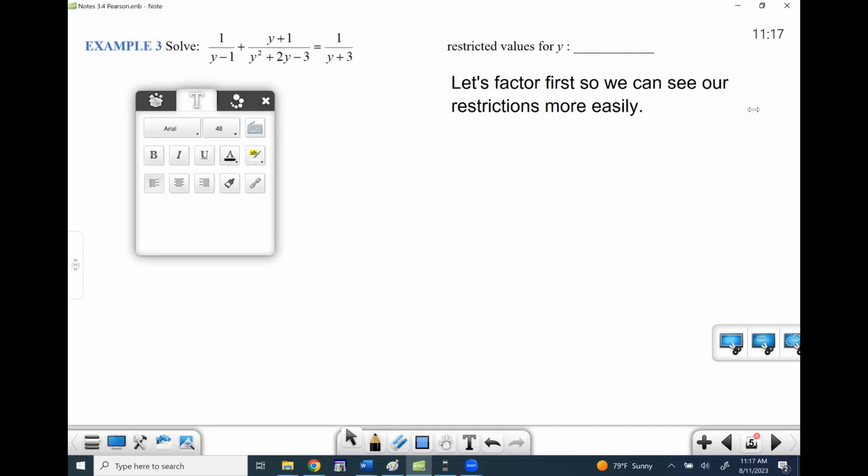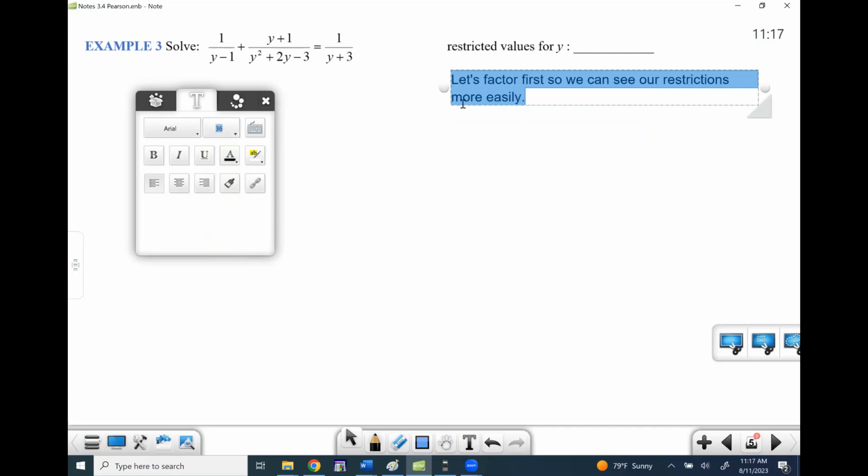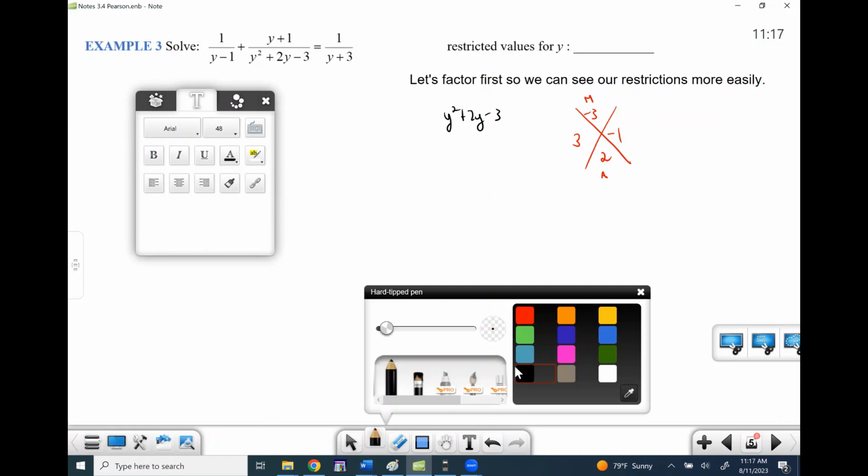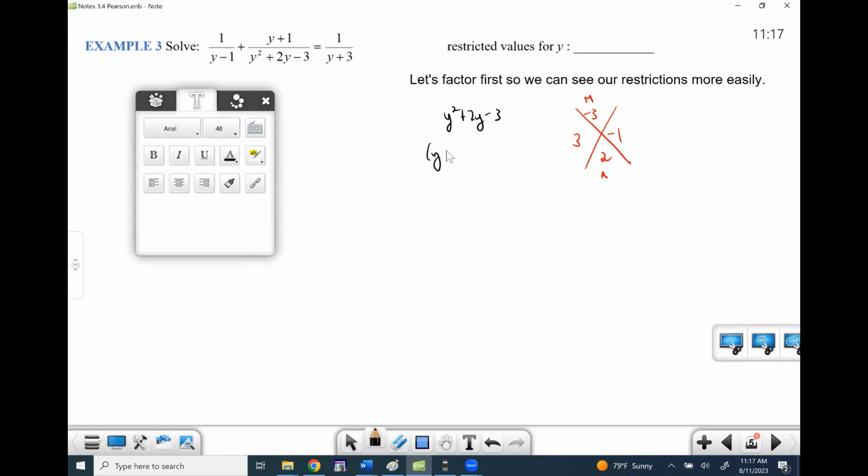Okay, and it's also going to make the math easier just all around. Let's go smaller. All right, so what we're going to factor is y squared plus 2y minus 3. So we're looking for factors of -3, things that multiply to make -3 and add to make 2. It looks like it's going to be 3 and -1. 3 times -1 is -3, but 3 plus -1 is 2. So the factorization for this quadratic is going to be y plus 3 and y minus 1.